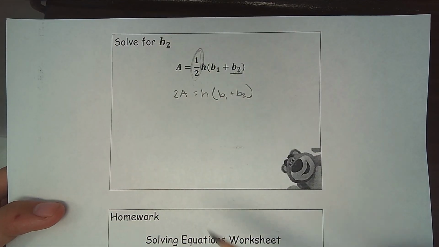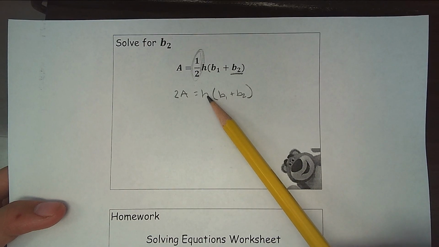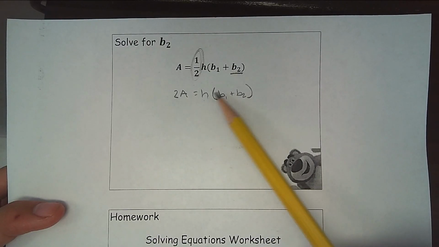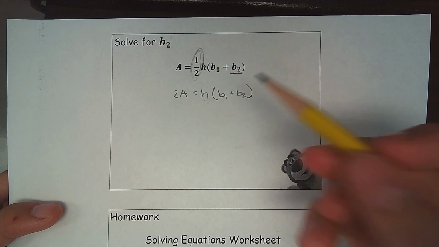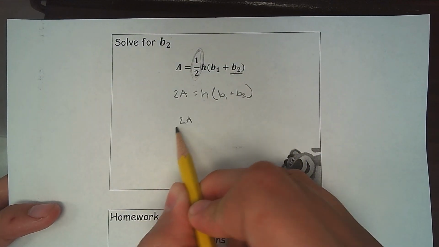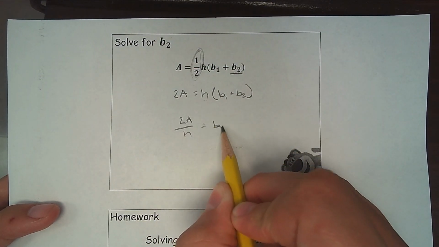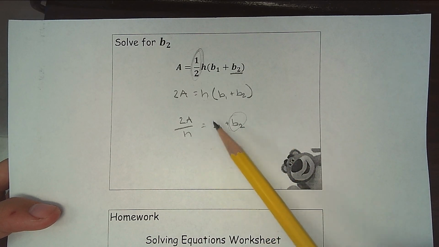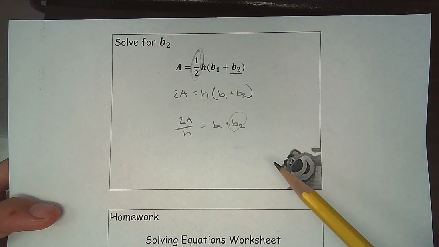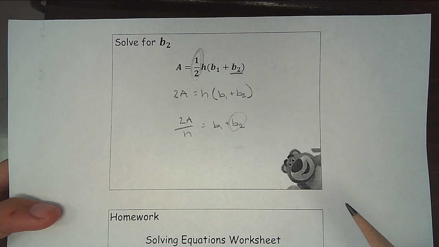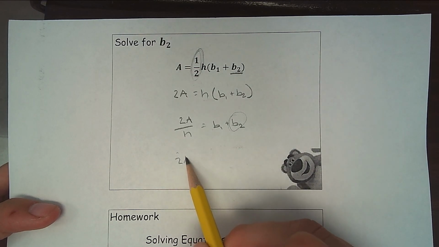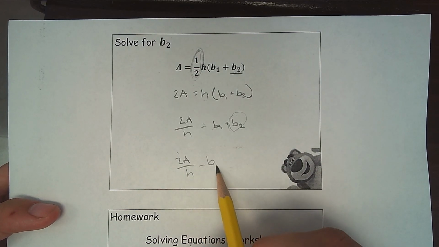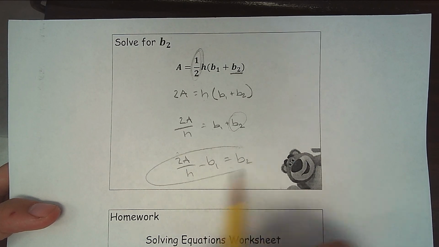Next thing I want to do is move this h over. Right now I'm multiplying by it, so I'm going to divide both sides by h. And now last step, I'm almost there. The only thing that's stuck to b sub 2 now is that b sub 1, and I'm adding it, and subtraction undoes addition, so I will subtract it from both sides, and that will give me my b sub 2.